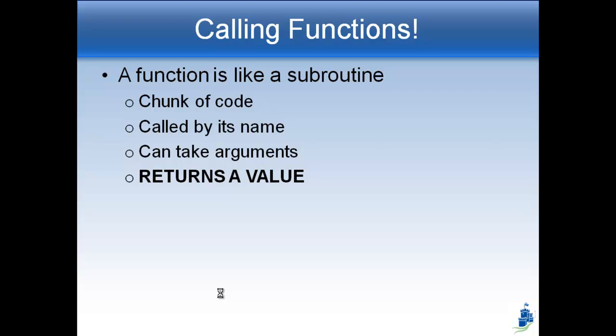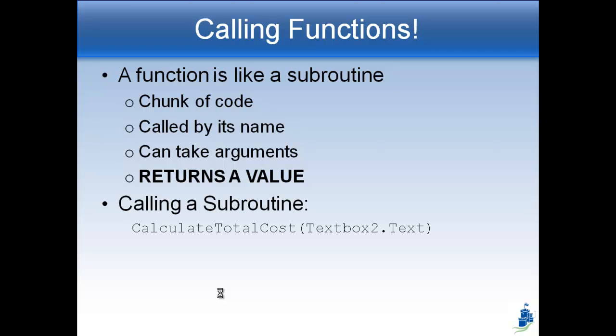And that's what separates a function from a subroutine. A subroutine is just a chunk of code. You can pass it arguments, but it doesn't return a value. A function, on the other hand, does return a value. So when we call a subroutine, let's say I have a subroutine called calculate total cost. All I say is calculate total cost, and if it has an argument, I put that inside parentheses. And if I have more than one argument, I put a little comma here with more arguments. Right? This is a subroutine. I can say, hey, calculate my total cost, and then a chunk of code somewhere else will get executed.